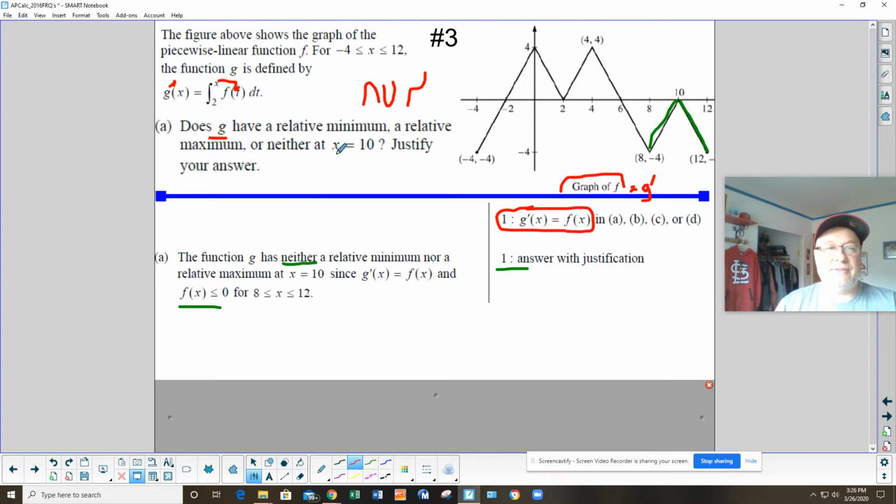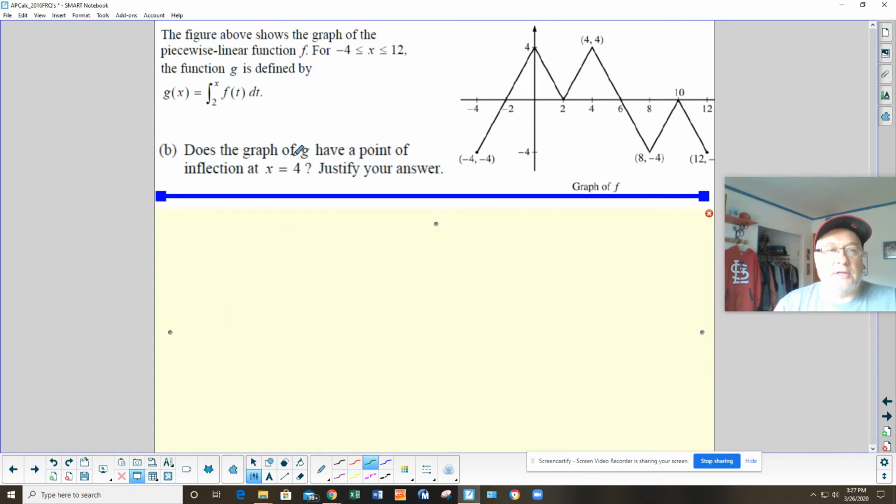Well, why is it neither at x equals 10? The reason is because right here at 10, f, which is G prime, stays negative. So it's kind of like this situation here, but it's actually decreasing because G prime is negative. It gets to 0, so it just levels off for a second, but then dips down again. So that's one of those neither situations where the derivative equals 0, but does not change sign. So that's part A, 2 points.